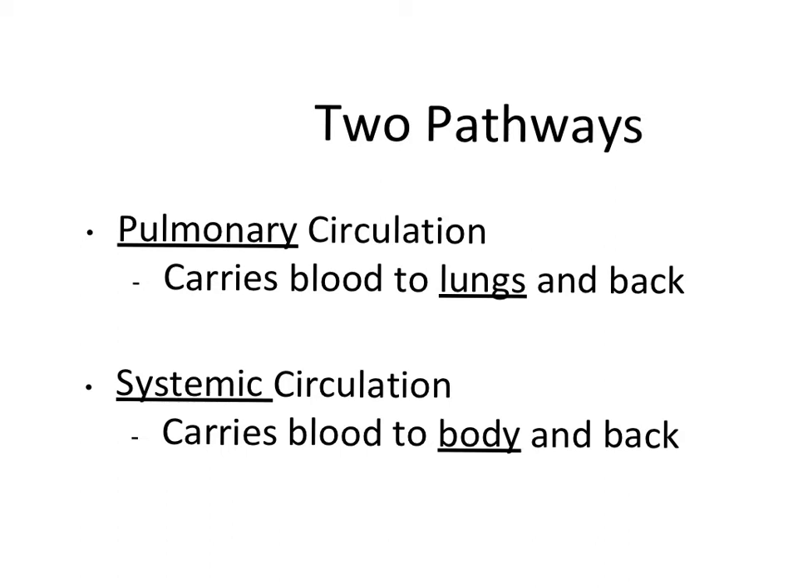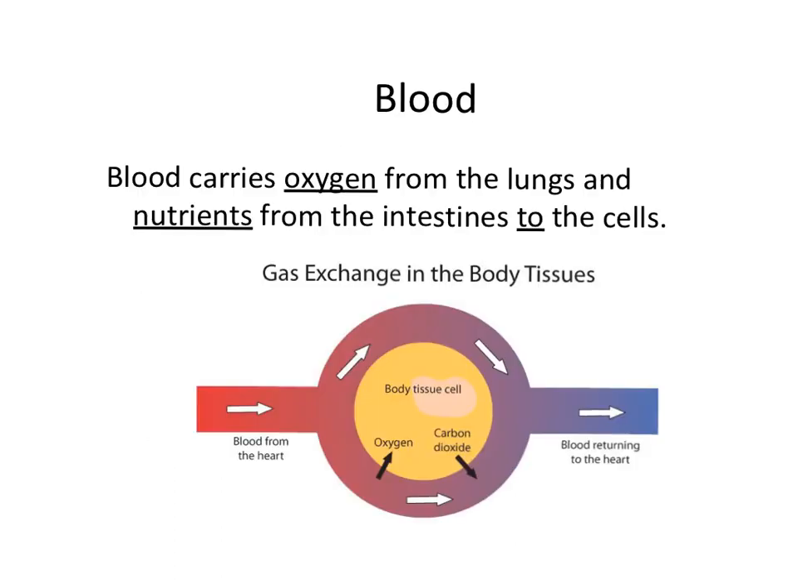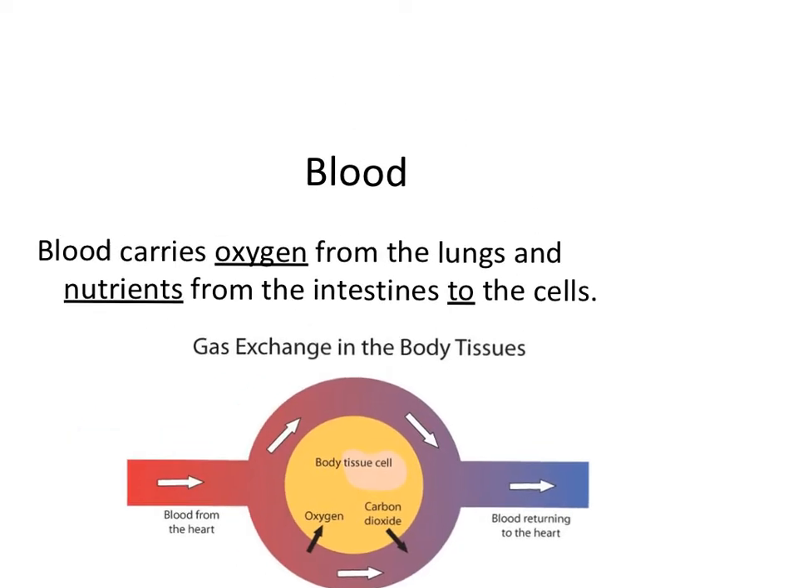So, when we're talking about blood vessels, there are two pathways. We have the pulmonary circulation, which carries blood to the lungs and back to the heart. And we have the systemic circulation, which carries the blood to the body and back. So here's where we get into the function. Blood carries things. One of the important things that it carries is oxygen.